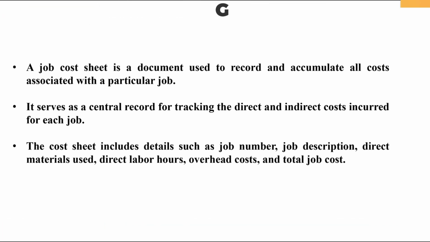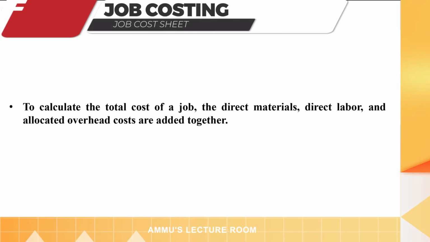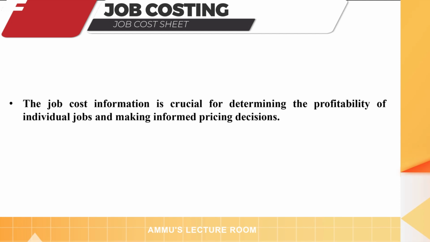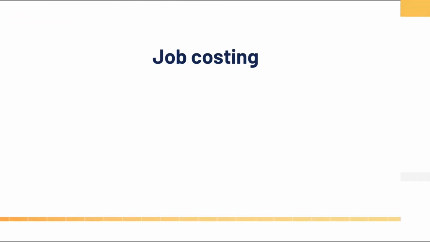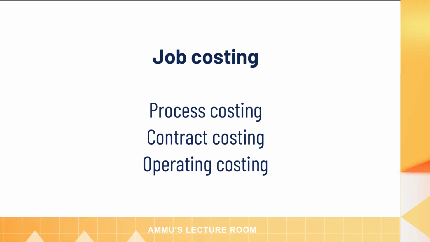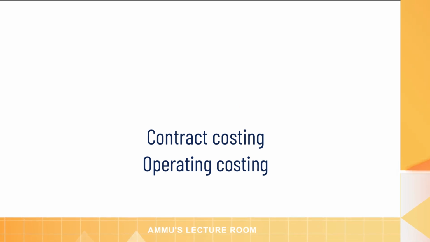This cost sheet includes details such as job number, job description, direct material used, direct labor hour, overhead cost, and total job cost. To calculate the total cost of a job, the direct material, direct labor, and allocated overhead cost are added together. This job cost information is crucial for determining the profitability of an individual job and making informed pricing decisions. Okay, I think you got an idea about job costing. Now let's discuss the other options, the remaining options.